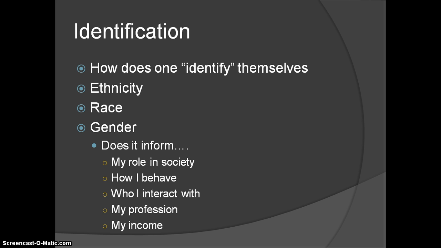Again, we look at things like: does it inform my role in society, how I'm supposed to behave in terms of correct and incorrect behavior, who I'm allowed to interact with and who I'm not allowed to interact with, what is considered acceptable social interaction, what profession I'm allowed to or not allowed to have, the amount of money that I make, all those types of things. As we look through all of those, we have to understand that this is going to change geographically as we move across space. I will talk more about that in a little bit.